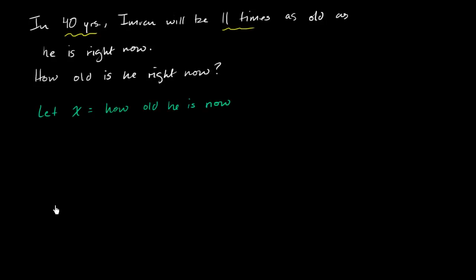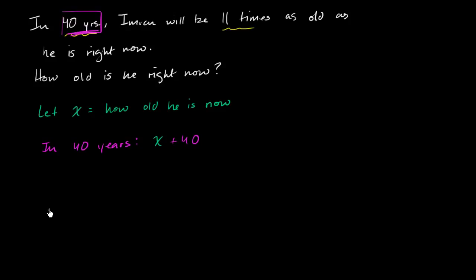Now, what do we know about how old he will be in 40 years? Well, he's going to be how old he is now plus 40. So let me write that down. So in 40 years, Imran is going to be x plus 40, plus this 40 right over here.